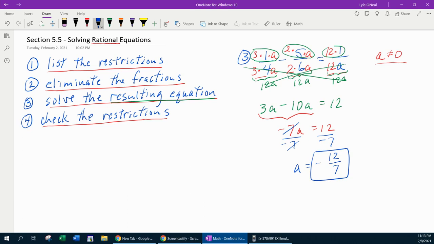And then we're going to check that result against our restriction, okay? If this answer was 0, then that would really not be an answer. But it's negative 12 sevenths, which does not violate the restriction. So negative 12 sevenths is the answer. And that's it for the first example.